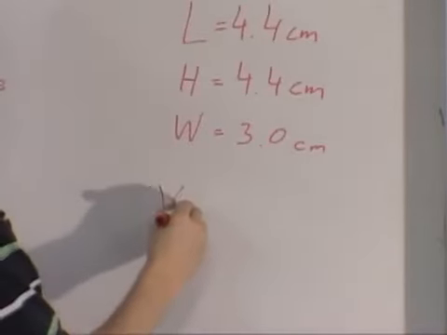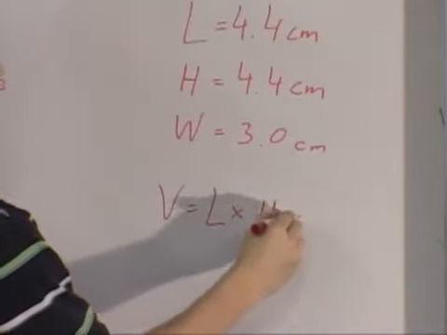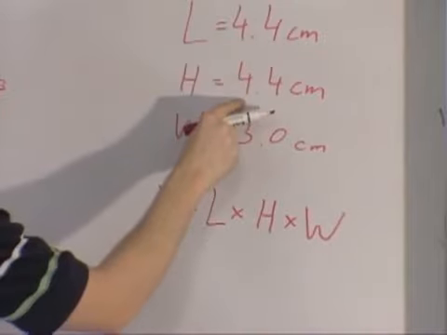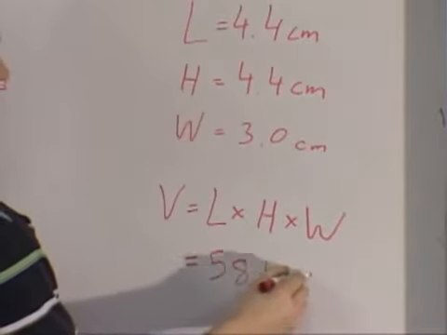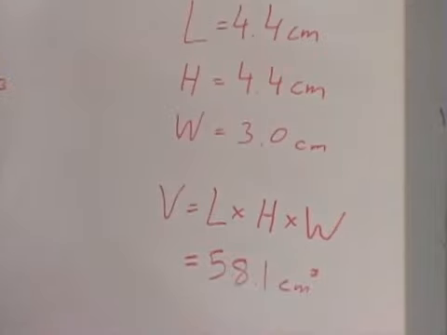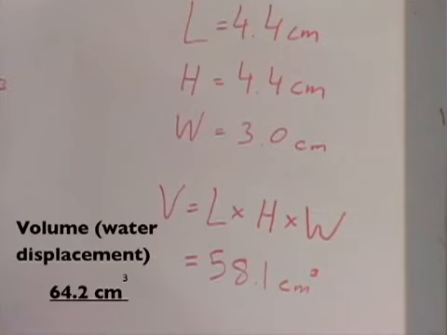Remembering that volume is the length times height times width, and multiplying all of these values together, we find the overall volume is 58.1 centimeters cubed. Now, accounting for small experimental error, this value is very close to the value found by the water displacement method, which proves that Archimedes was right.